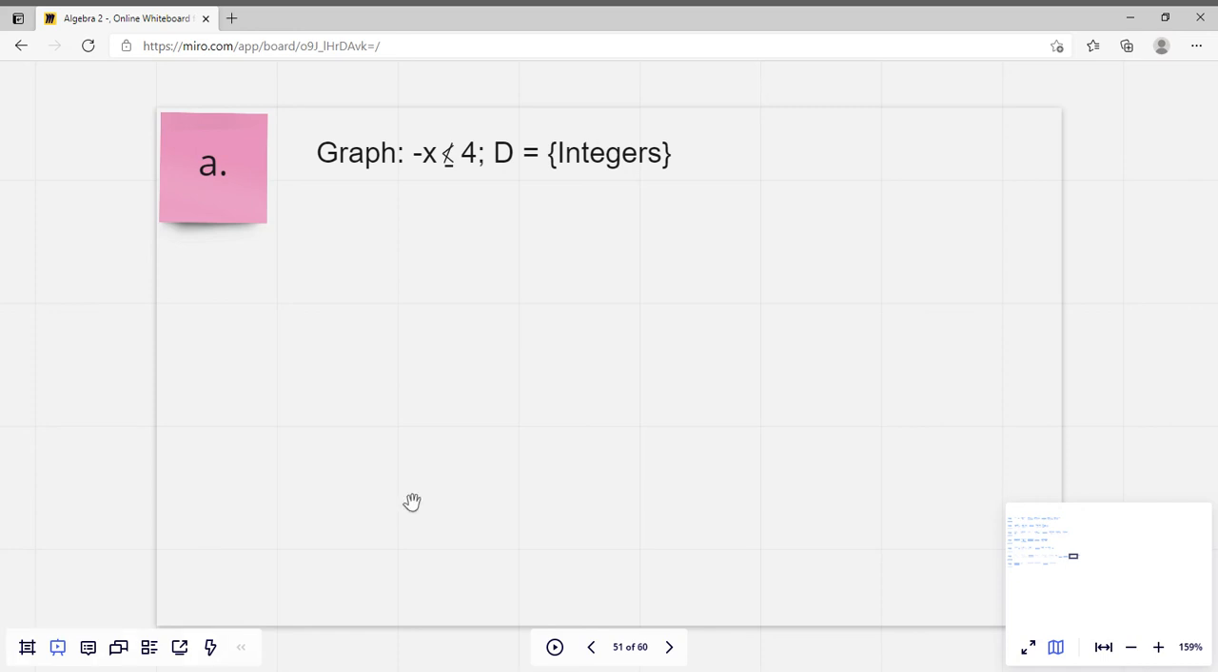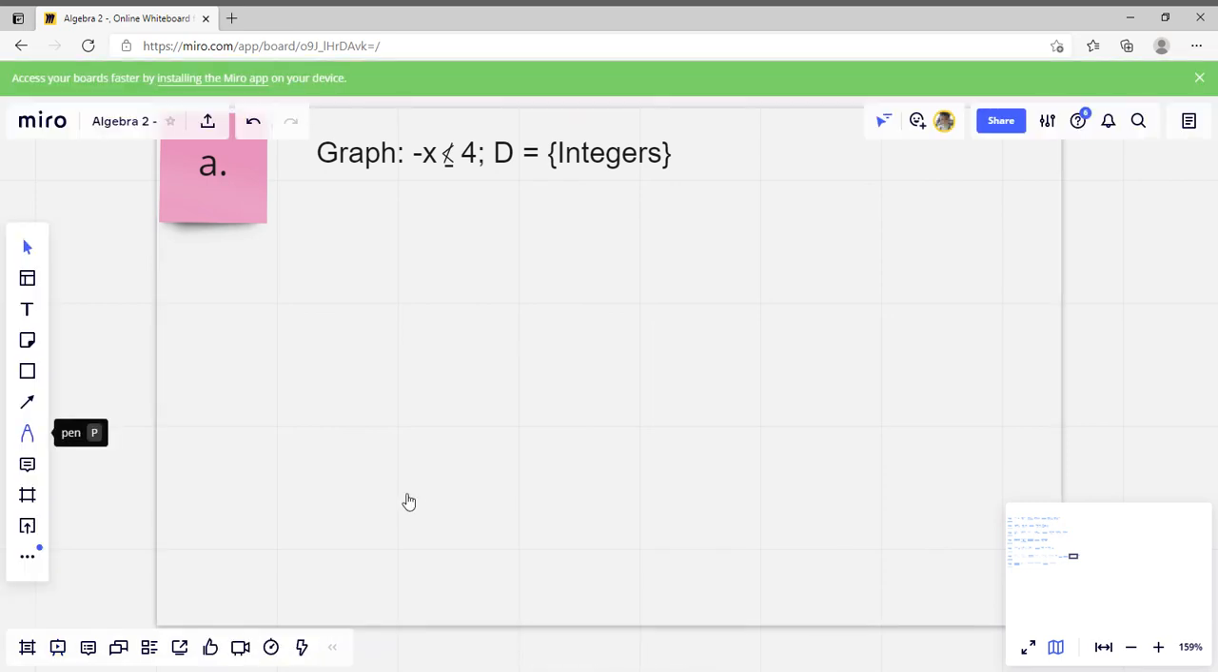All right, so this first one, we're going to graph negative x. First thing we want to do is change this using the trichotomy axiom. If it's not equal to and it's not less than, it has to be greater than, right? Because we only got 3 choices. So we've got negative x is greater than 4. We got to get rid of that negative. So we could say x, we have to flip this, is less than negative 4.